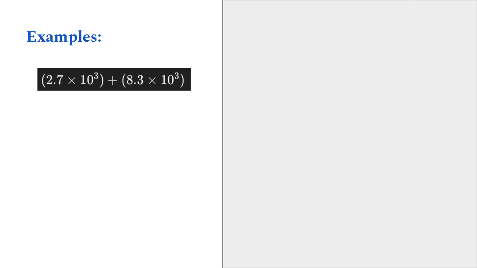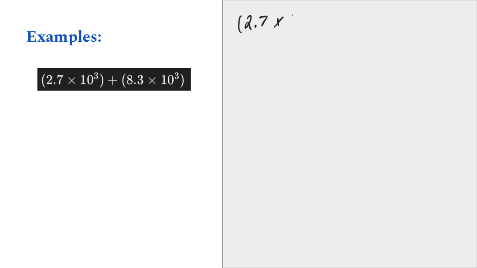Sometimes after you add or subtract, your results won't be in proper scientific notation. Remember to write the number in proper scientific notation. Your coefficient must be a number between 1 and 10. Let's take a look at some examples like that.